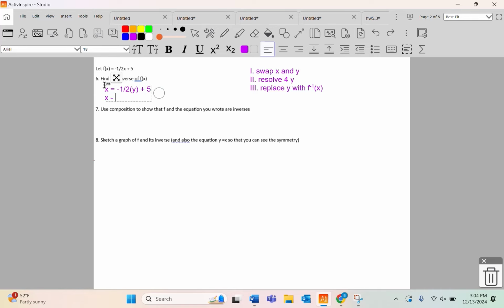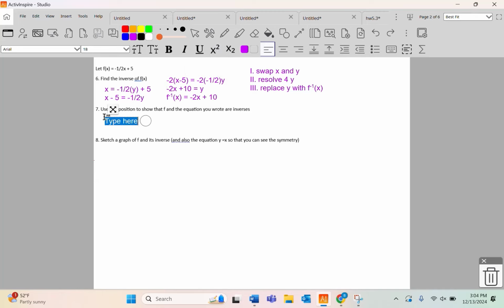So I'm going to subtract the 5 from both sides because Milbrath says do the easy stuff first. All right? So x minus 5 is negative 1/2 of y. To fix that negative 1/2, I'm going to double both sides, and I'm going to multiply by a negative 2, because a negative 2 times a negative 1/2, a negative times a negative is a positive, and it's a positive 1. Use the distributive property on the left-hand side. And now I profit. I do my replacement. The inverse of f of x is negative 2x plus 10.